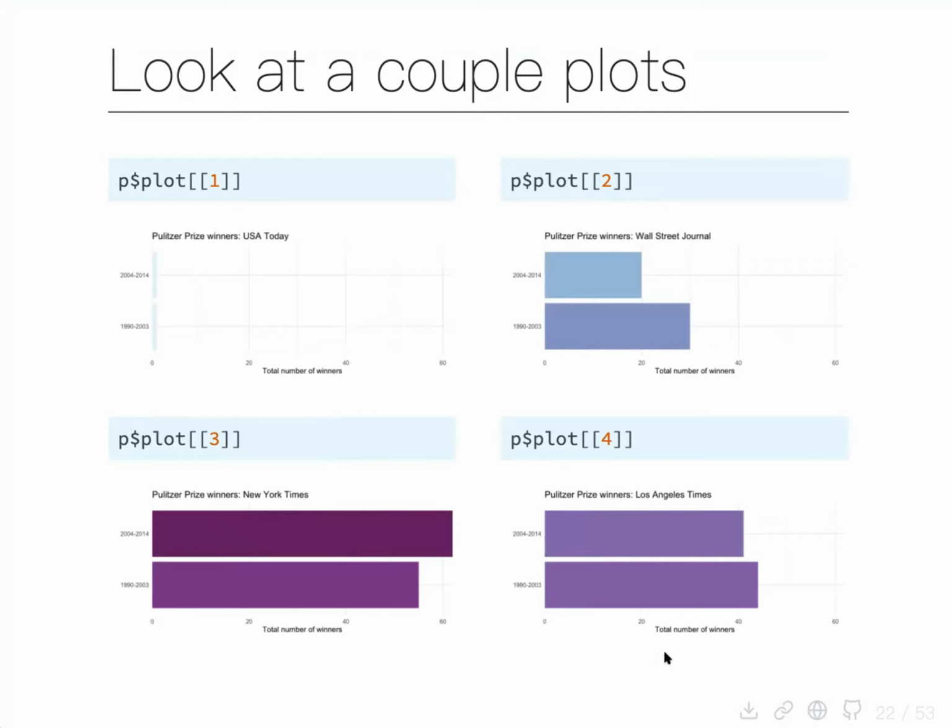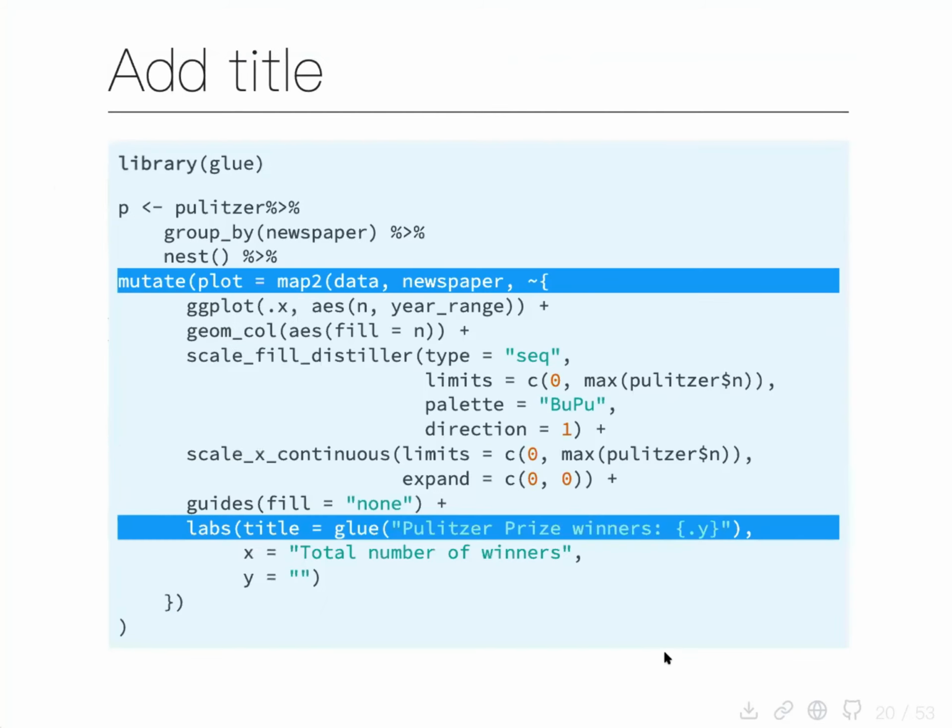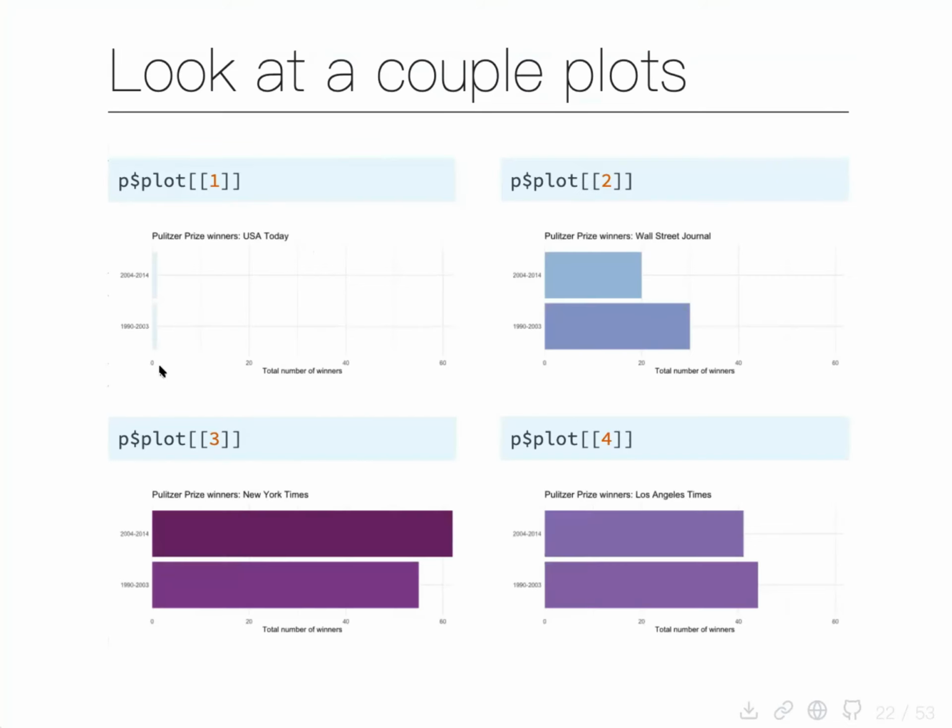One of the things I mentioned earlier is that this bit of code right here is very important. We set the limits to be 0 and the max of Pulitzer n, because that's going to keep the x-axis range constant across all of the plots that we're producing. For instance, if we didn't do that, this plot's x-axis range would go 0 to like 2 or something like that, maybe even 1, I'm not sure. Whereas this way, they all go 0 to 60-ish, and so when you're looking across plots, you can actually compare them.